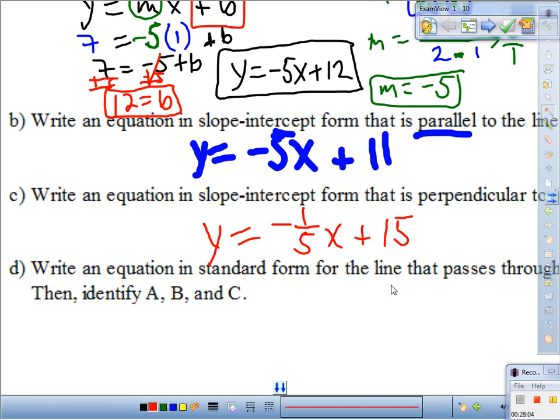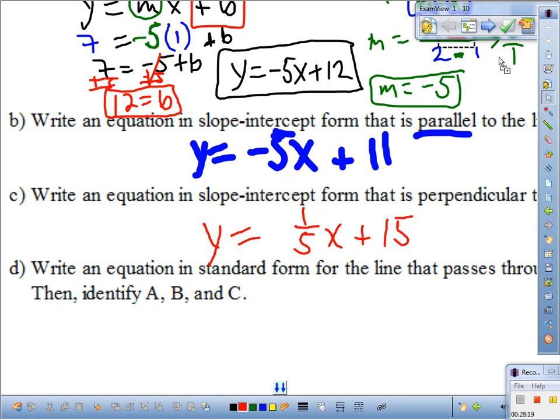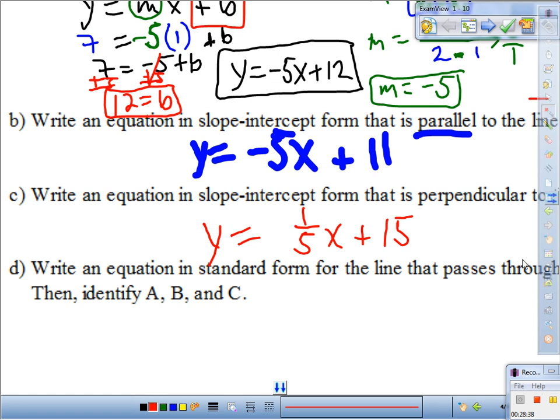Close. Tell your neighbor what needs to change on that one. It has to be a what? Positive. So let's take this negative away. So the reciprocal of negative 5 is 1 over 5, and the inverse of a negative is a positive. All right, now does everybody agree with that? All right, let's go to part D.